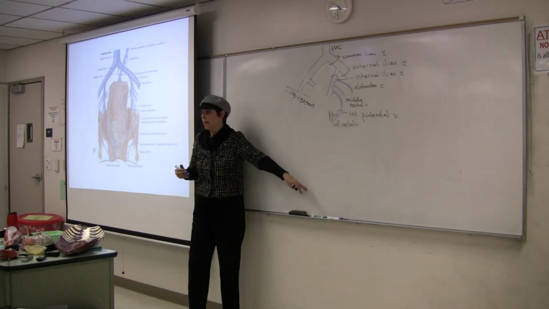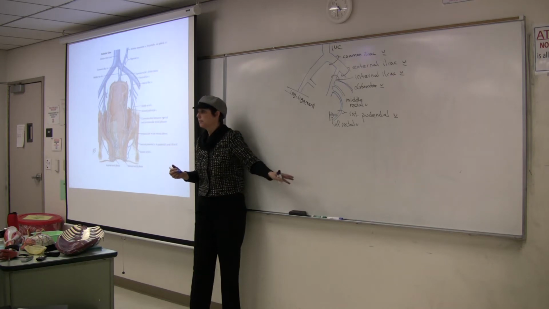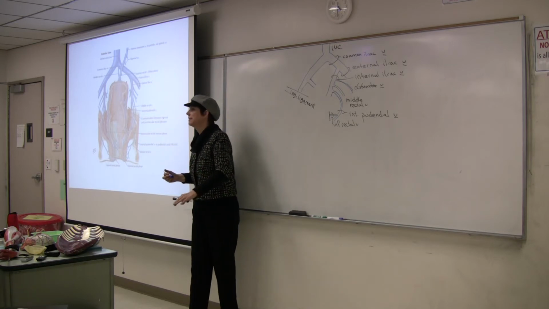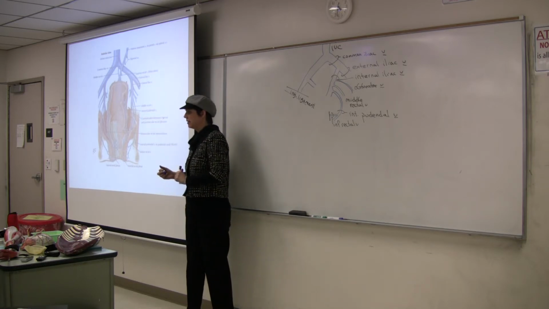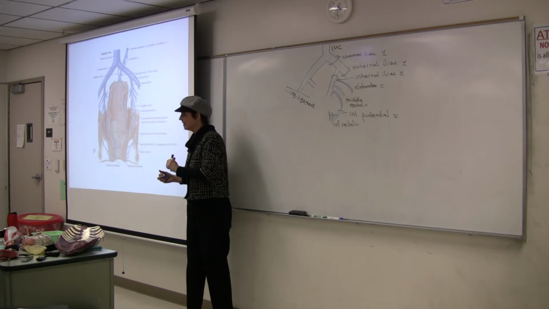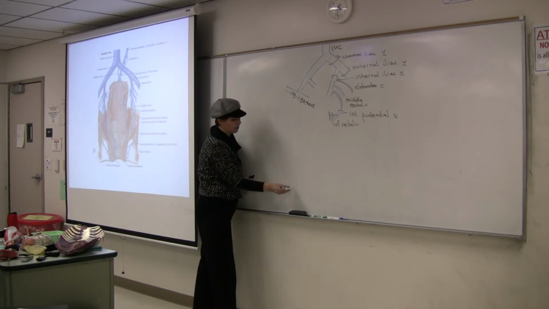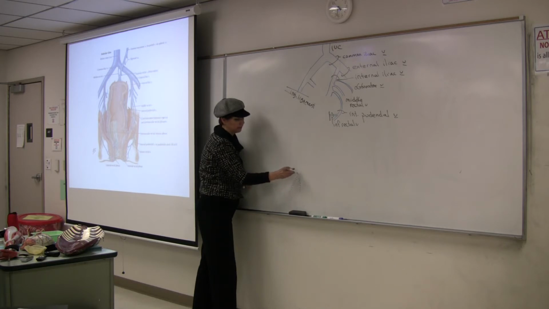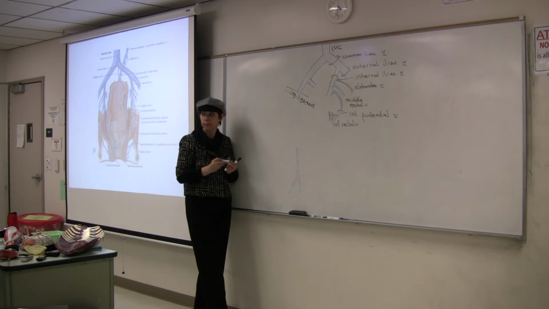So what veins drain the bottom of the foot? What arteries supply the bottom of the foot? Medial and lateral plantar veins. So draining the bottom of the foot, we're going to have the medial plantar vein from the big toe, and from the little toe, we're going to have the lateral plantar vein, and those are going to join together to form the posterior tibial vein. Look familiar?